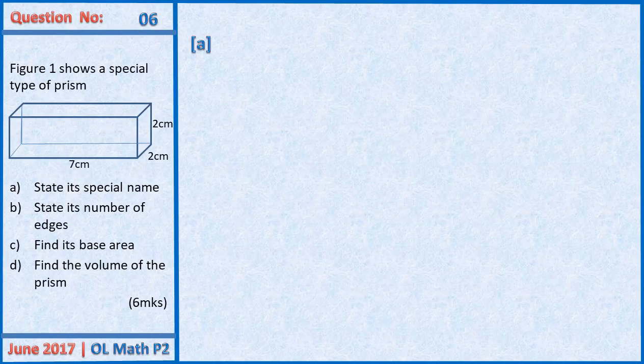Question 6. Figure 1 shows a special type of prism. State its special name. The special name of this prism from Form 2 work is a cuboid. And the next thing is to state the number of edges. According to Form 2 students, they always called the number of edges the lines. So according to our jargon, number of edges just means the number of lines. And there are 12 lines in a cuboid.